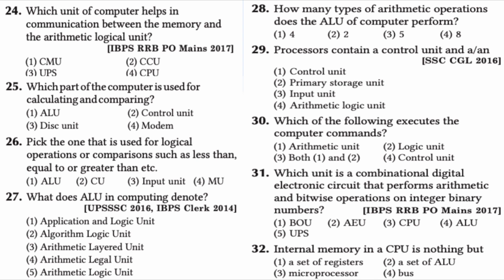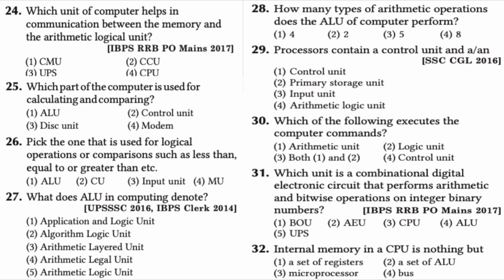Now, let's explore question 31. Which unit is a combinational digital electronic circuit that performs arithmetic and bitwise operations on integer binary numbers? Here the correct answer is 4. ALU, standing for Arithmetic Logic Unit. The ALU performs both arithmetic and bitwise operations, making it a crucial component of the CPU.